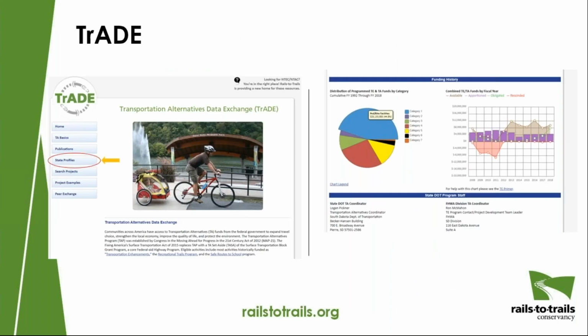On the TRADE site, we've built state profiles to make funding resources a little bit more digestible. On the right side of your screen is an example from South Dakota, who's done an excellent job obligating available funds the last few years, as indicated by the bar graph on the right side of your screen. On these pages, you'll also find contact information for the state and federal partners. There's a lot of information here, so I encourage you to take a look at these pages after the webinar.